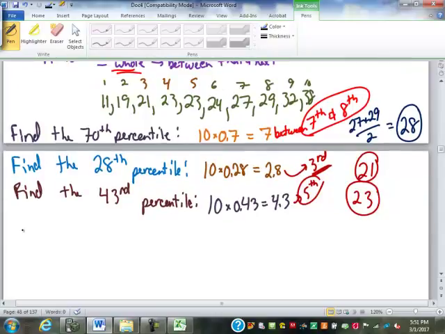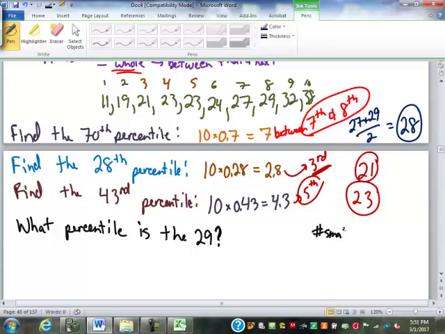Now let's go the other way. What percentile is the 29? So in what percentile is the 29, you could have asked. The formula for this is: we have the number that are smaller plus the number that are equal divided by 2, all over the total number that are there.